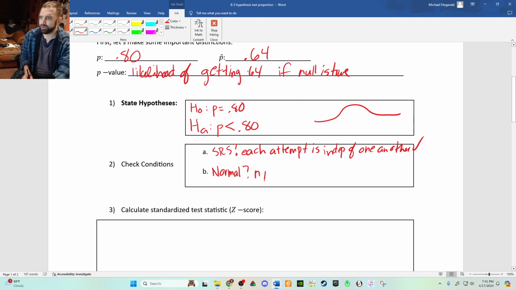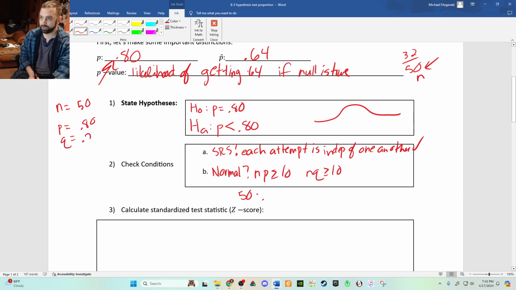And for that, we want to do np is greater than or equal to 10, and nq greater than or equal to 10. We're actually going to be using this p, not this one. So isn't our n, we had 32 out of 50. So I'm using this n, but I'm using this p. So wouldn't I do 50 times, let's just put these down. n is equal to 50. So we have p is equal to 0.80. That means q is equal to 0.20.